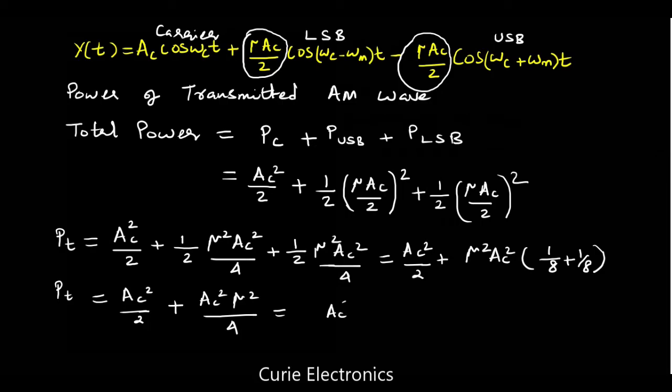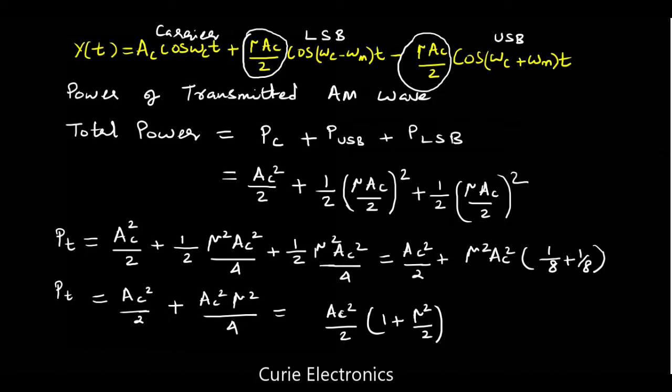AC square upon 2, I'll take it out. What will be inside the bracket? That is 1 plus mu square upon 2. So this is the total power of AM.